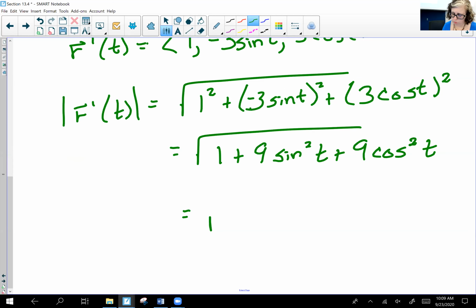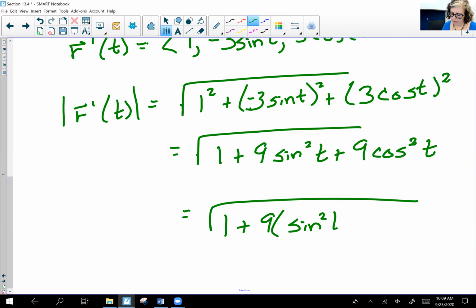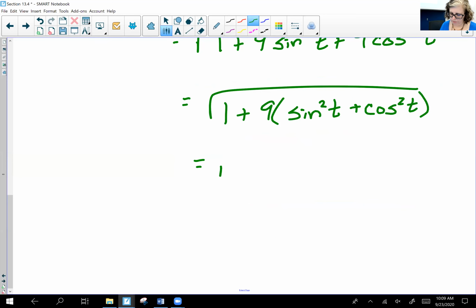I can then do what? If I factor that 9 out, sine squared of t plus cosine squared of t, right? That's going to become 1. I told you the answer. I meant to say, what's that going to become? But that's going to become 1. So then we're going to have the square root of 1 plus 9, which gives me the square root of 10.